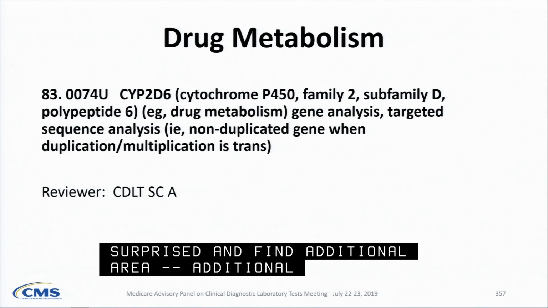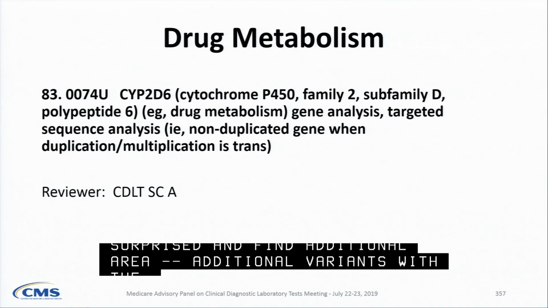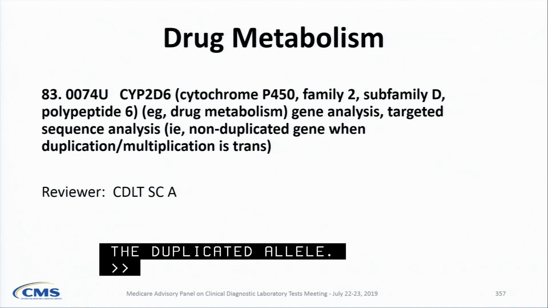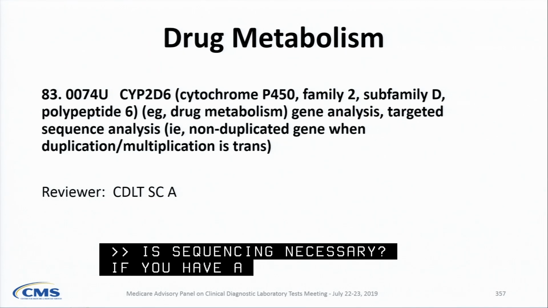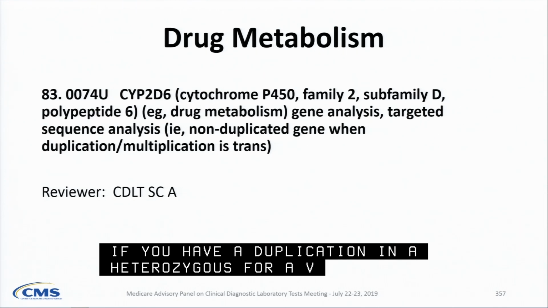It kind of. So is sequencing necessary? I mean, if you have a duplication and you have also a heterozygous for a variant, is sequencing necessary to identify that?